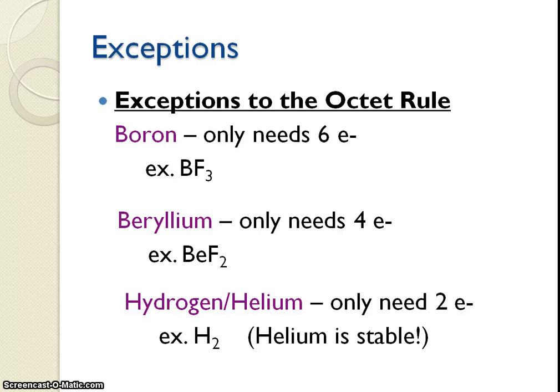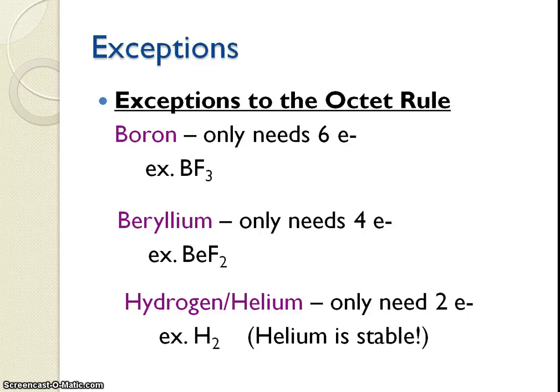We've already talked about a few exceptions to the octet rule. We talked about hydrogen and helium only needing 2 electrons. But keep in mind that helium, since it's already stable, you'll never draw pictures with helium in terms of the molecules because it's never going to form a molecule. Helium's already stable, so it's not going to ever bond up with anybody.